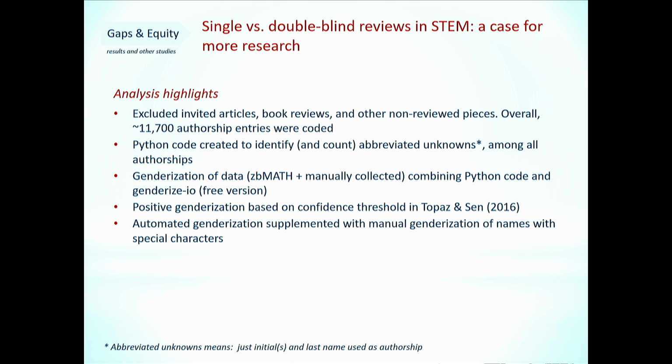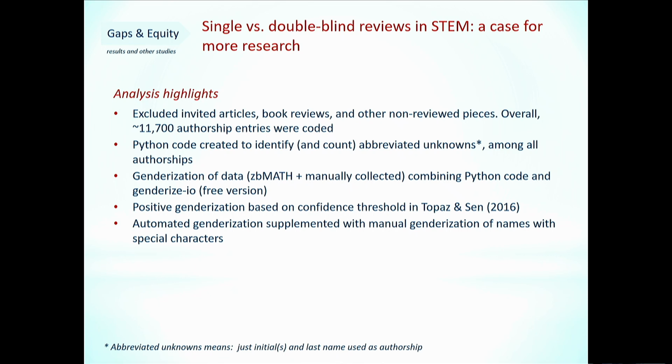Ben wrote a code that separated everything that was abbreviated before he put it through the engine to genderize it. Then he genderized, so assigned gender to, all of the data that we had, which was about 12,000 entries. We combined Python code and Genderize.io, which is a free version of a program that is robust and that many studies have used online. We did some other confidence testing to decide on definite or almost definite confident gender assignment, and that was based on the work of Topaz and Zen.